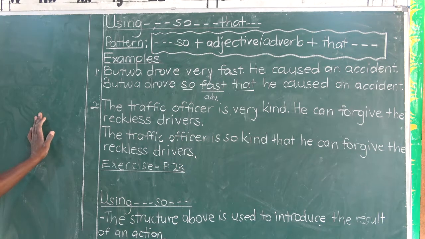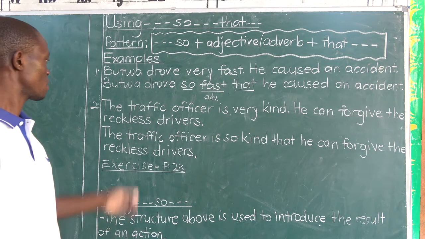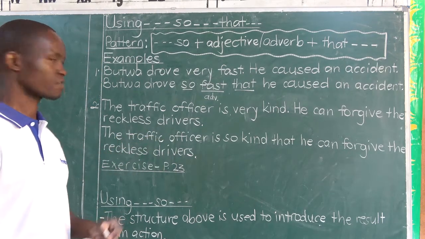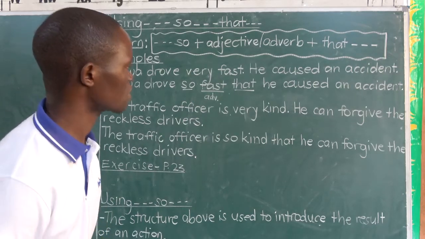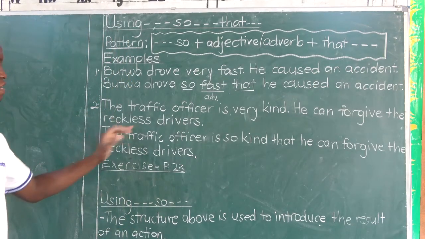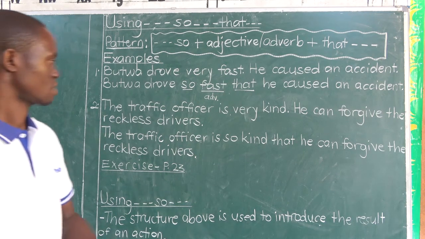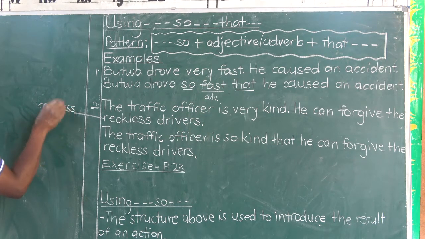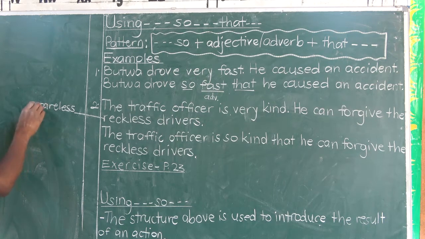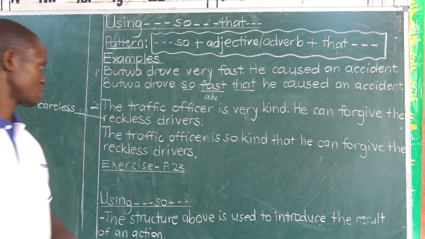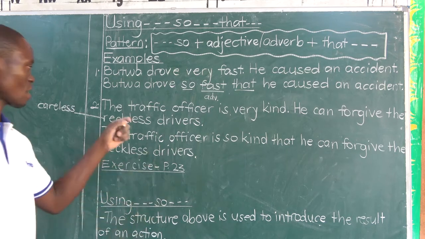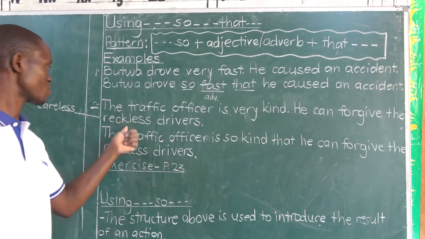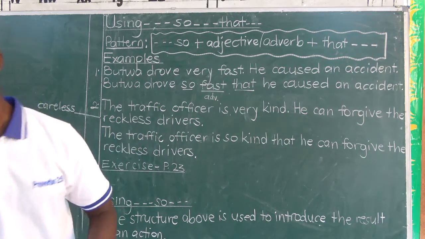A word to the wise is enough, as the saying goes. The traffic officer is very kind. He can forgive the reckless drivers. I repeat, the traffic officer is very kind. He can forgive the reckless drivers. Who are reckless drivers? Those must be the careless ones. So careless is the same as reckless. I pray that you find it in a certain passage in section B, if not a poem, requiring you to give another word that means the same as reckless as used in the passage or poem.